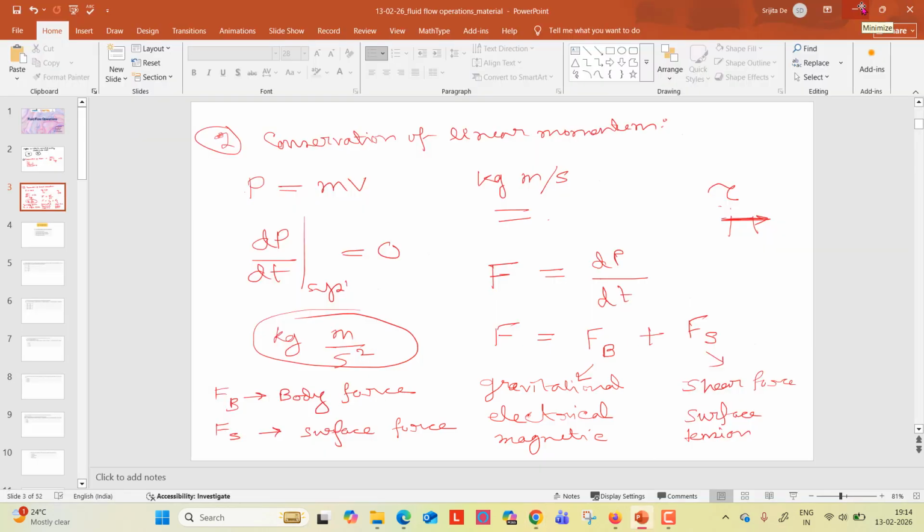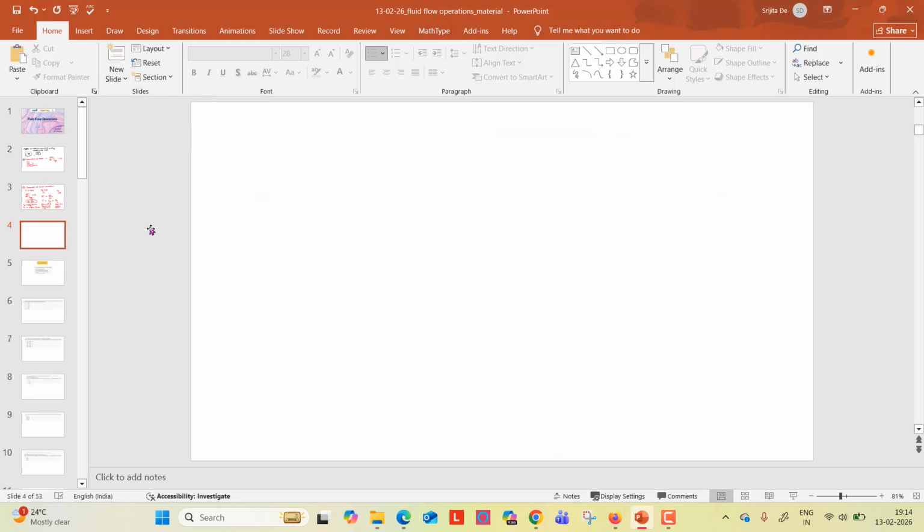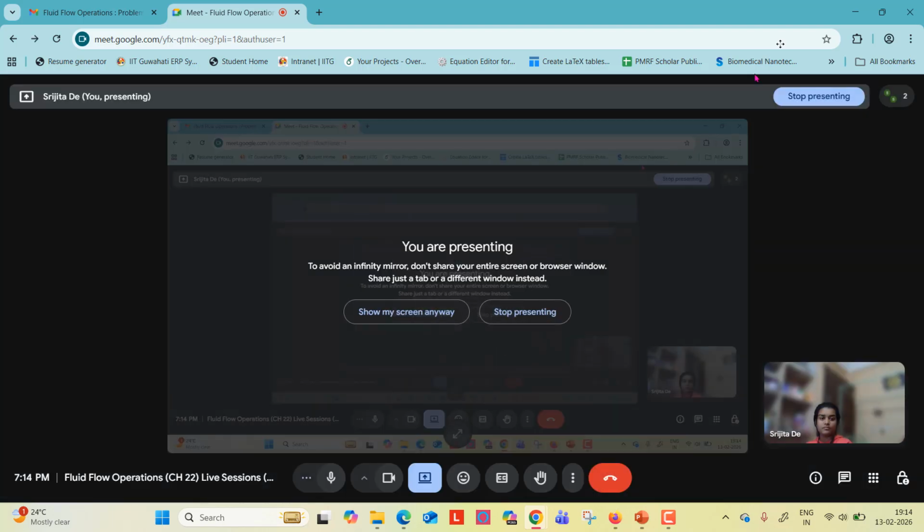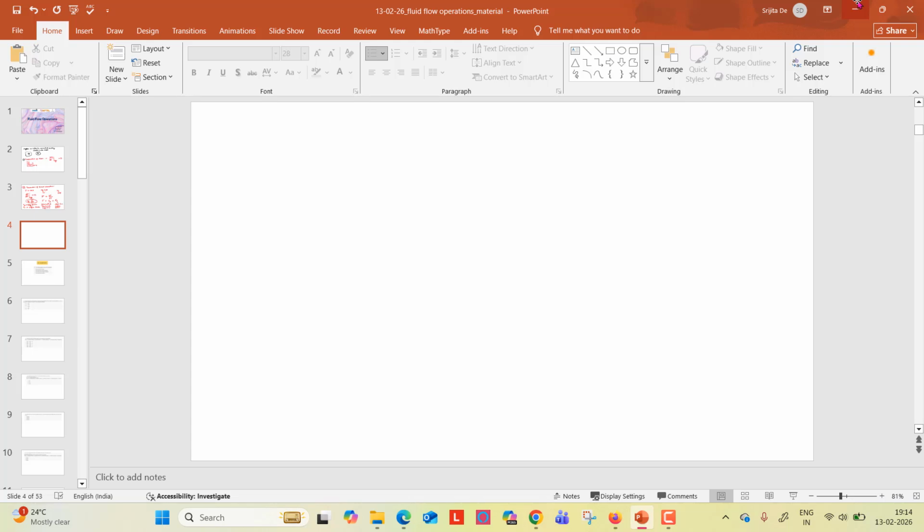So this is the conservation of linear momentum. The third one is the conservation of energy. Energy we generally denote it as dE/dt of this system is 0. So what does this E include?